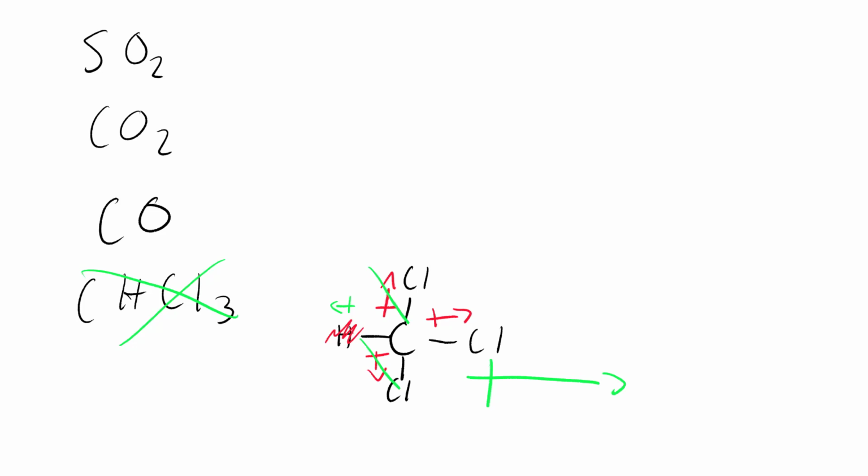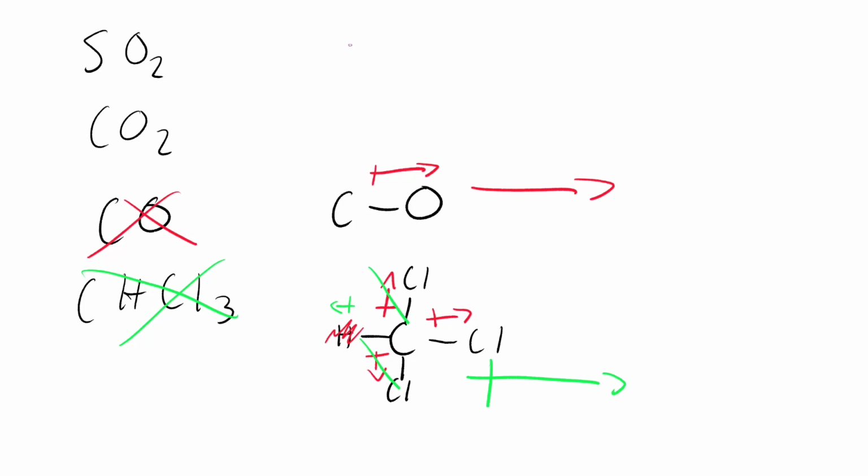Okay, let's do carbon monoxide. So carbon and oxygen. Carbon is less electronegative than oxygen, so we have a dipole moment that goes to the right. Okay, it is down to carbon dioxide and sulfur dioxide.